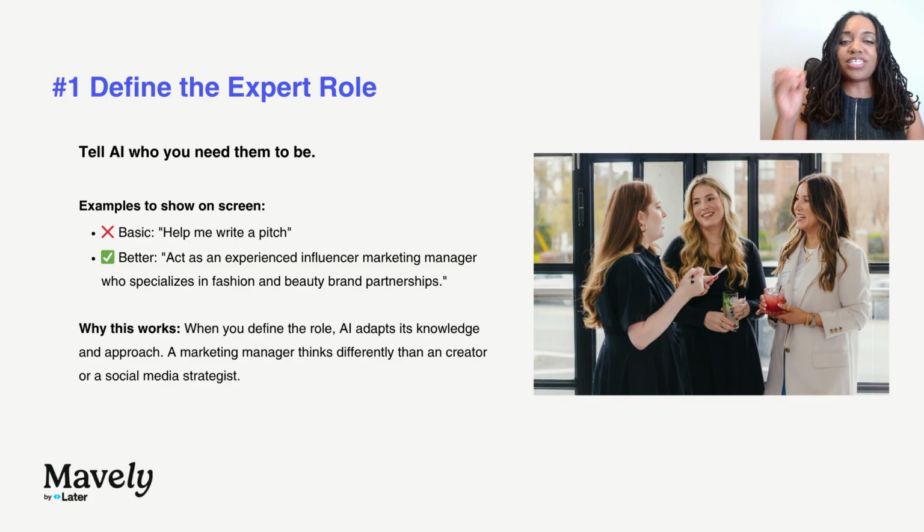So, step one is to define the expert role. When you tell AI who you need them to be, it changes how it approaches your problem. So, for example, a basic prompt would be, help me write a pitch. But a better prompt would be, act as an experienced influencer marketing manager who specializes in fashion and beauty brand partnerships. Now, when it responds, AI adapts its knowledge and approach based on the role that you give it.